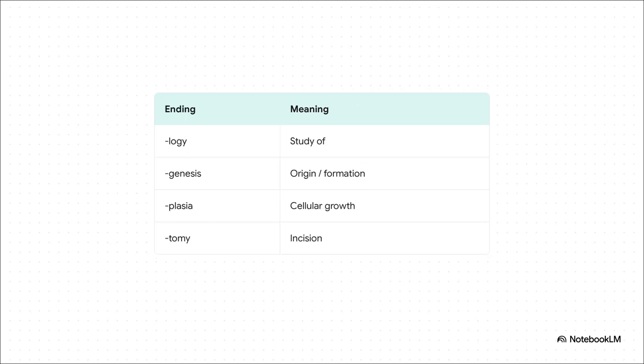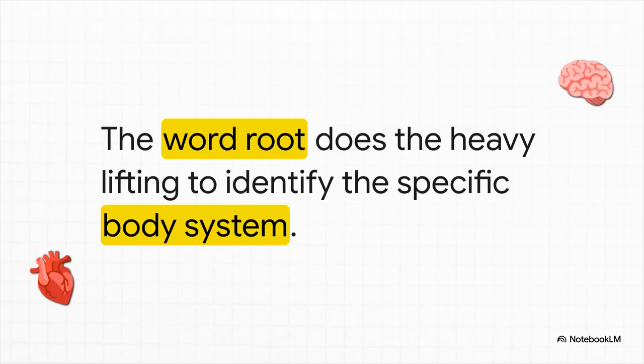All right, let's see how this builds with our field and formation endings. These basically act as structural categories for your medical specialties and procedures. So ology is a study of a field, like cardiology. Genesis is the origin or formation of something, carcinogenesis, right? Then you have plasia, which is all about cellular growth or formation, like the excessive growth you see in hyperplasia. Oh, and tomy? That simply means an incision. Easy.